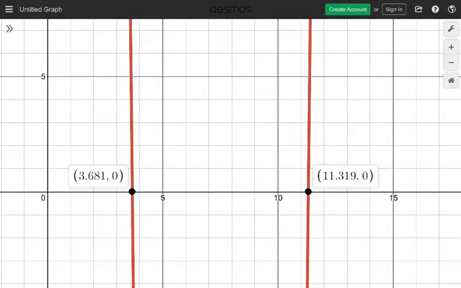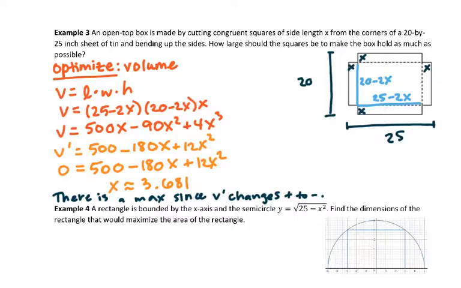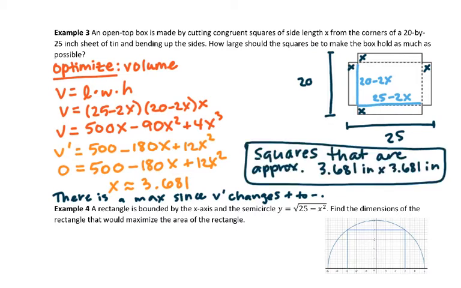So then you can either do the 0 command or type in 0 into y2 and find the intersection, but either way, this is the one that we're going to be using here, 3.681. And then you'll state your favorite sentence. Thus, there is a max since V prime changes from positive to negative. And then we can actually answer the question. And this one's kind of nice. We don't have to do anything with the answer because it just said how large should the squares be. So we can simply say that we're going to cut squares of approximately 3.681 inches by 3.681 inches in dimension.